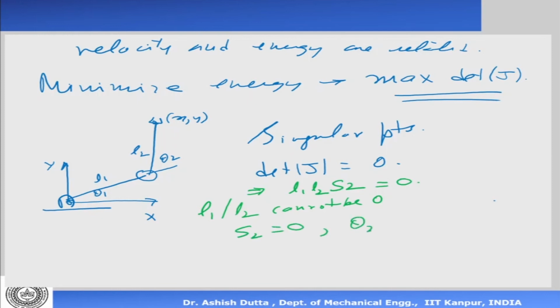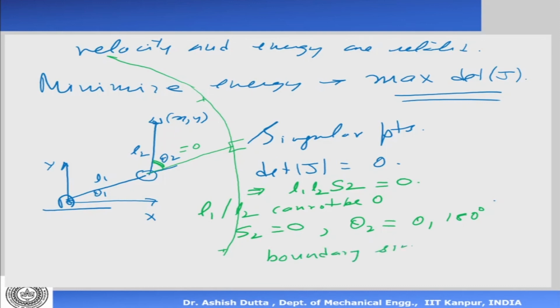If sine theta 2 is equal to 0, then theta 2 is equal to 0 or 180 degrees. That's the only two possibilities. When it is fully stretched like that, theta 2 is equal to 0, and that's a singular position. Theta 1 is not in the picture, so it will be a curve like this. This is called the outside singularity, the boundary singularity, corresponding to theta 2 equal to 0. Now if it is fully folded like this, that's the other end.